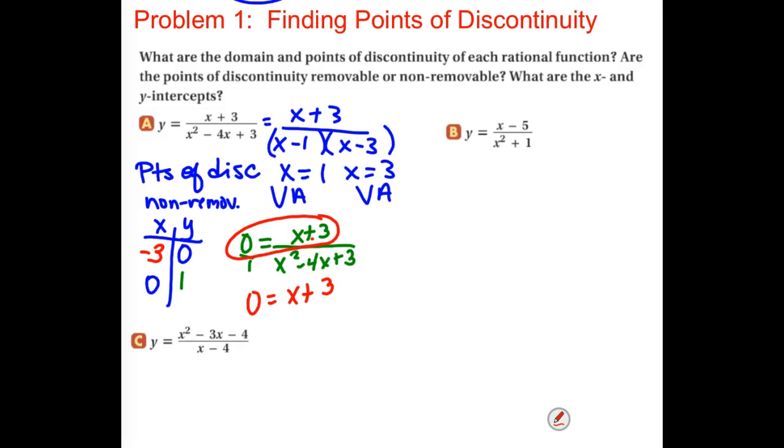All right? Looking at the second picture, the second example, can we factor that denominator? X squared plus 1? If it was x squared minus 1, we could factor it, correct? X squared plus 1 we can't factor. Are there any values that make that denominator 0? No. All right?